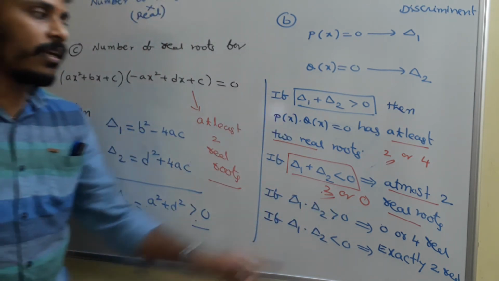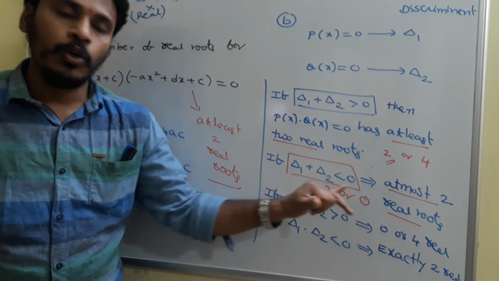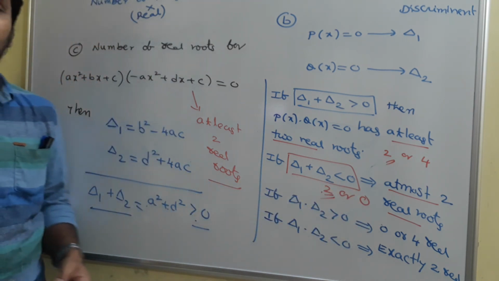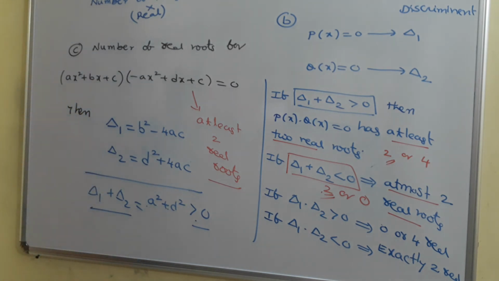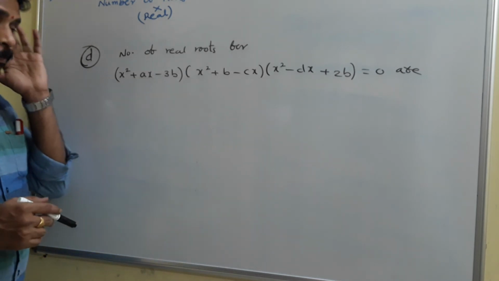Okay, in this case 2 or 4, so we say at least 2. In this case 2 or 0, that's why we say at most 2. Okay, so according to the options we need to choose, right? According to the options we need to decide the number of real roots for those equations of the form. So to find the number of real roots for this product equal to 0.